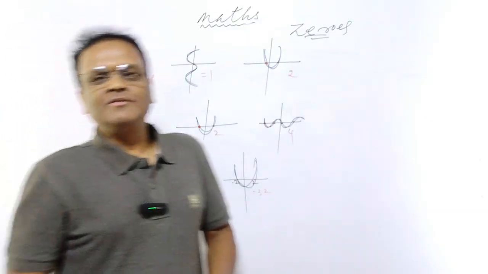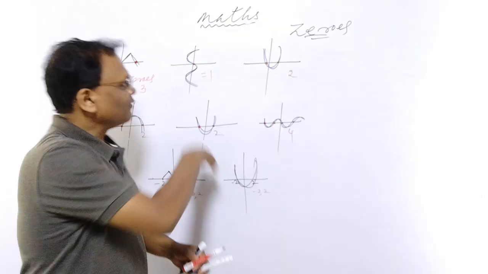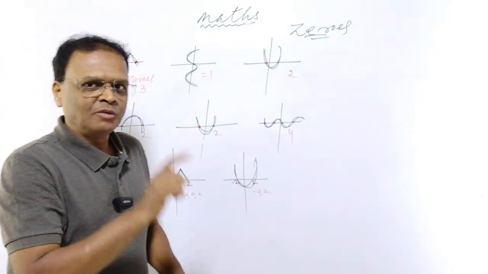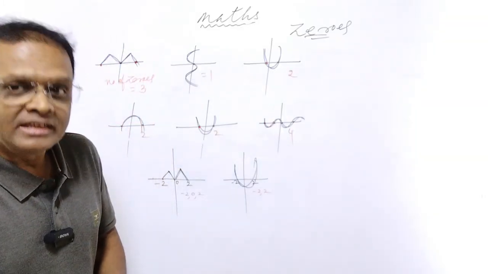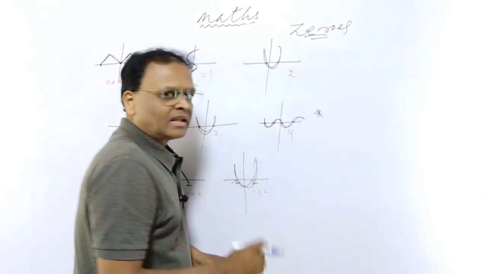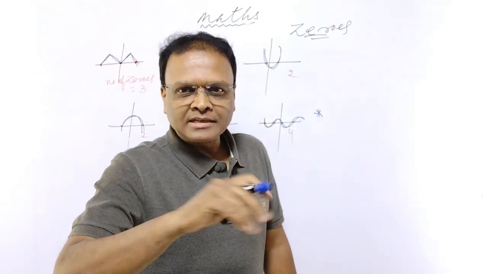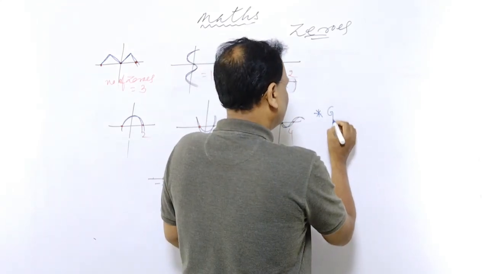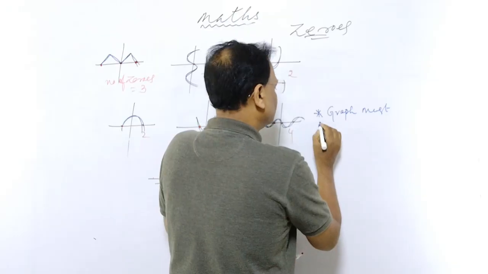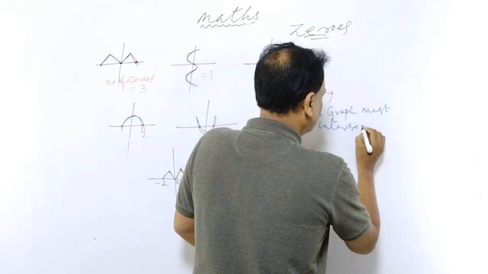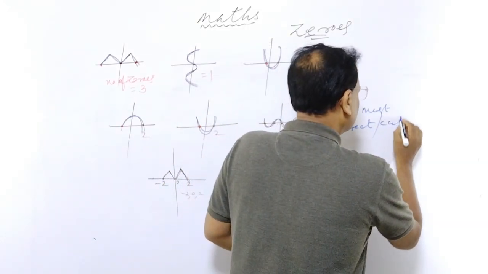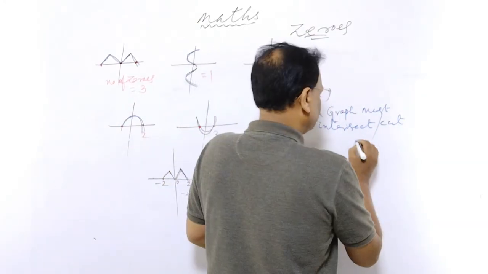So this is the way to find the number of zeros from a graphical representation. If any graph is given, you can easily find how many zeros there are. But the highlighting point is which one to check. Again I repeat, the graph must intersect your x-axis. Graph must intersect, or you can say cut, or touch also you can write.